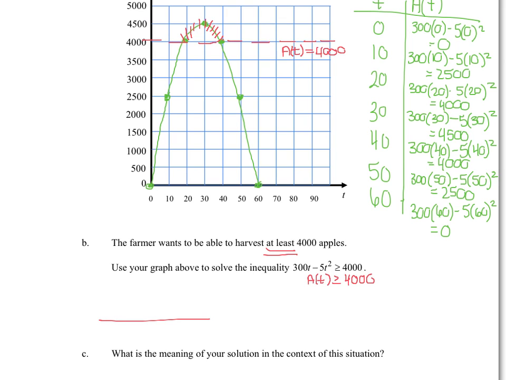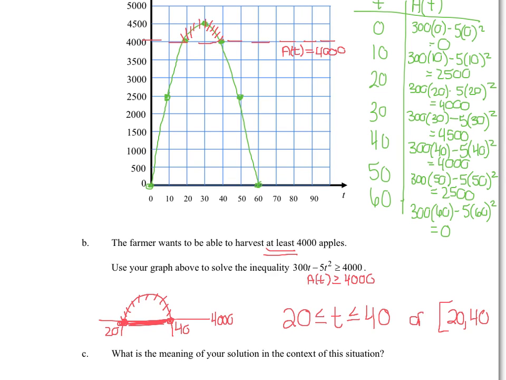So basically what I have is this graph, and this line is 4,000, here at 20, and here at 40, and anywhere in between, so basically all of this, are values of t that will give me an a of t that is greater than or equal to 4,000. So my solution is going to be 20 is less than or equal to t, which is less than or equal to 40. Or I can write it in this notation, 20 to 40, inclusive on both sides.